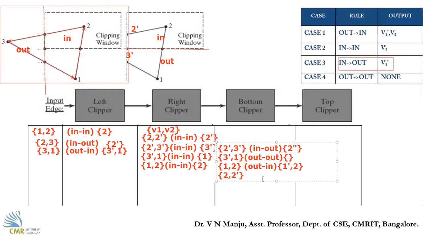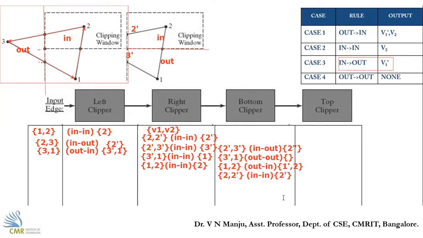Okay. So it is in to in. In to in is what? It is the V2. V2 is what? 2 dash. Okay. V2 is 2 dash. Clear? So I'll write it as 2 dash.